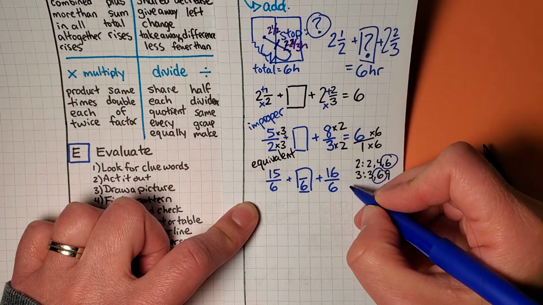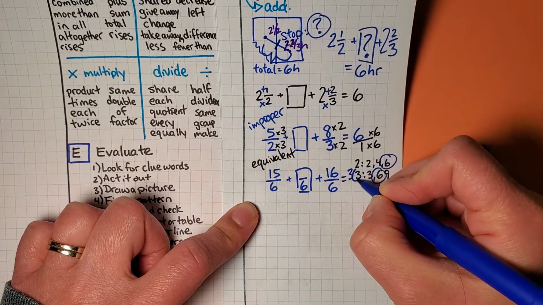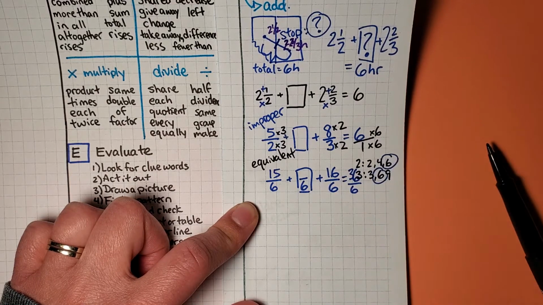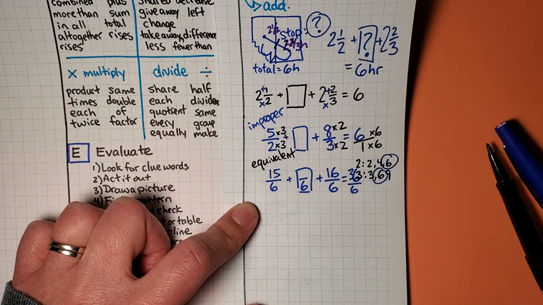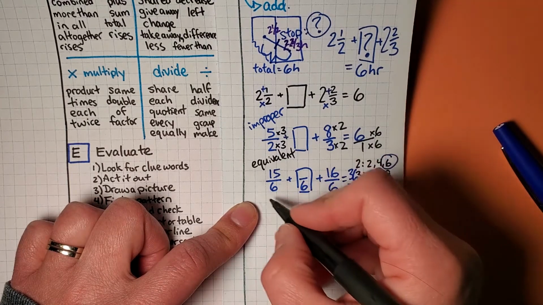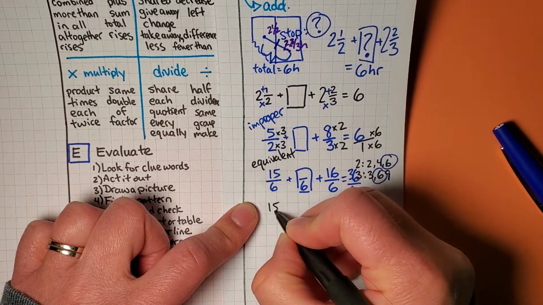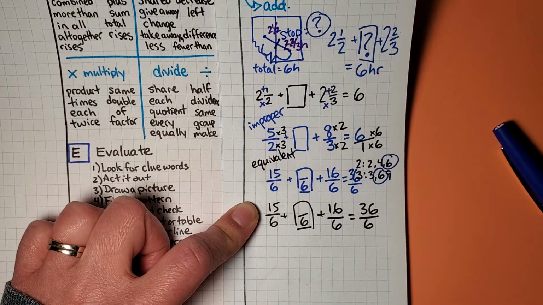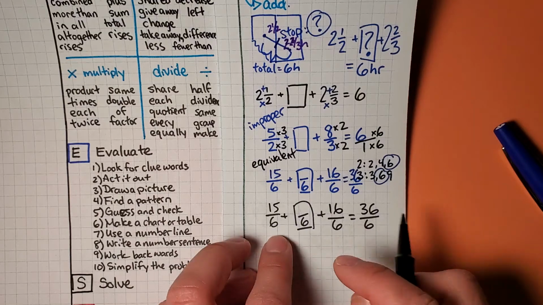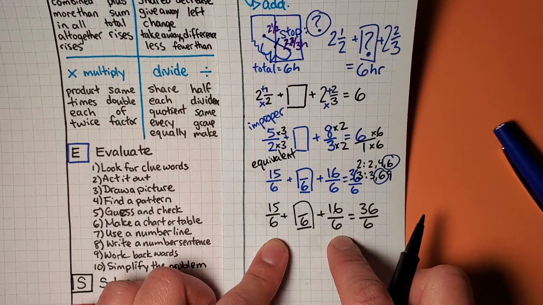I just rewrote that after doing all that math. Oh, I missed the last part: 36 over 6. Sorry, my side's messy. I'm going to make yours better, but that's what we have to work with. Now I'm going to rewrite it because it is super messy. I'm going to add these two together so I can get an even better visual.